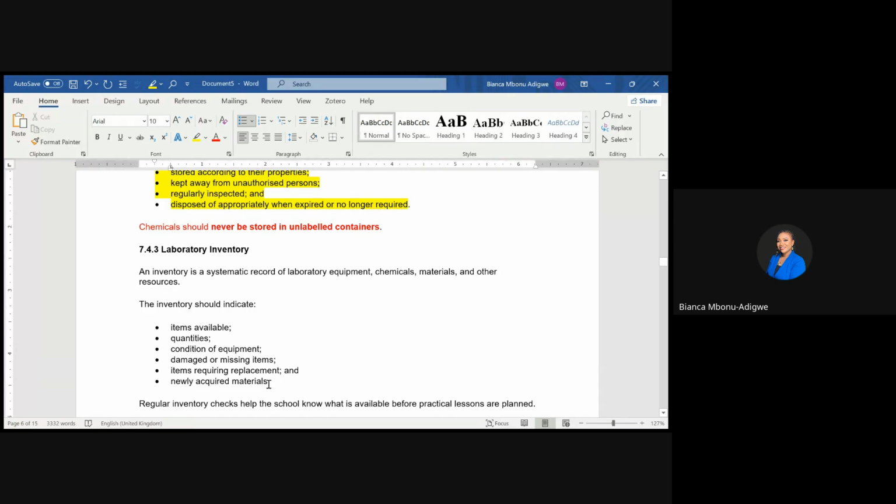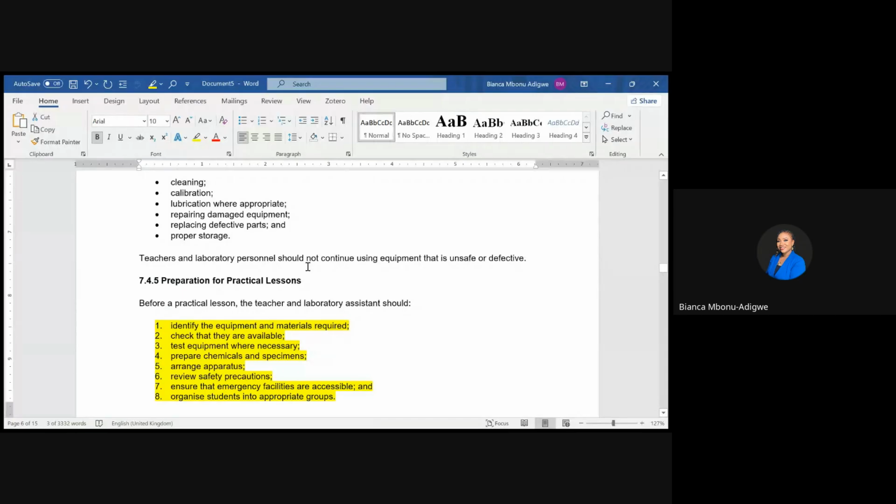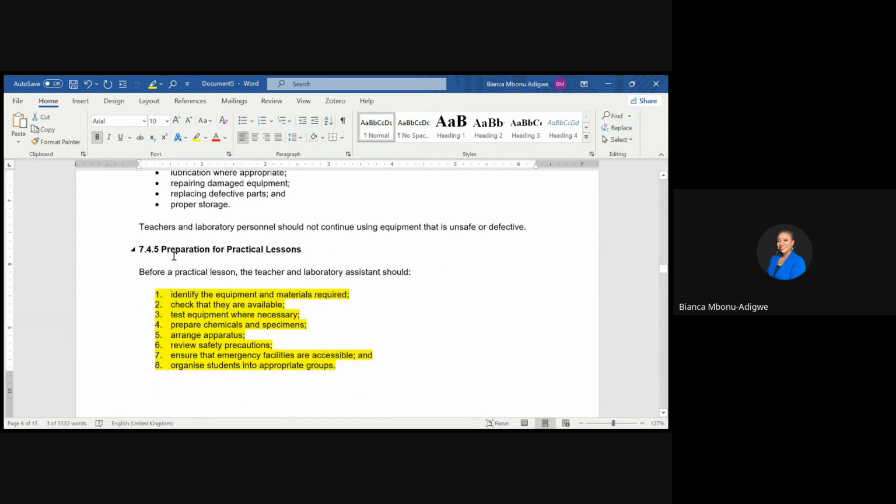In fact, it should even have the ones that are too much, so that you will tell them to give you another space so that you can pack them or give them out to other schools if there are things that can expire. How do you maintain equipment? You already know that. Proper storage, repair the ones that have damaged and all that. How do you prepare for practical lessons? This is also the duty of the lab assistant.